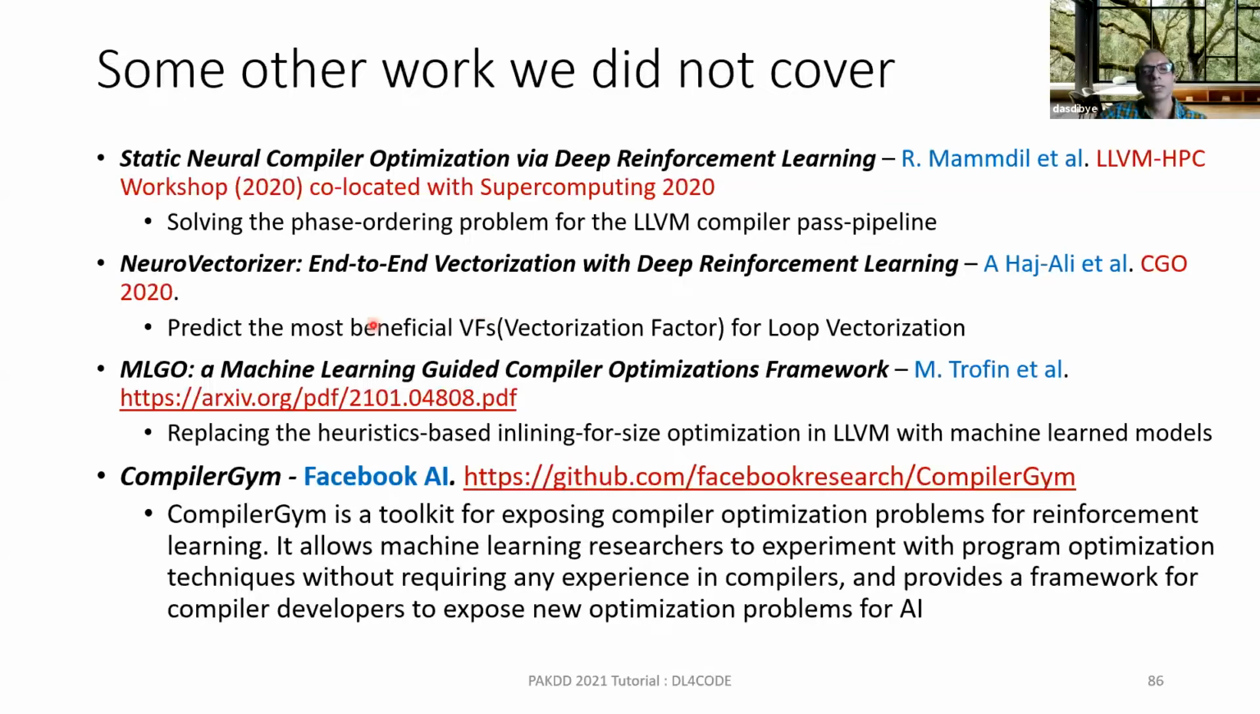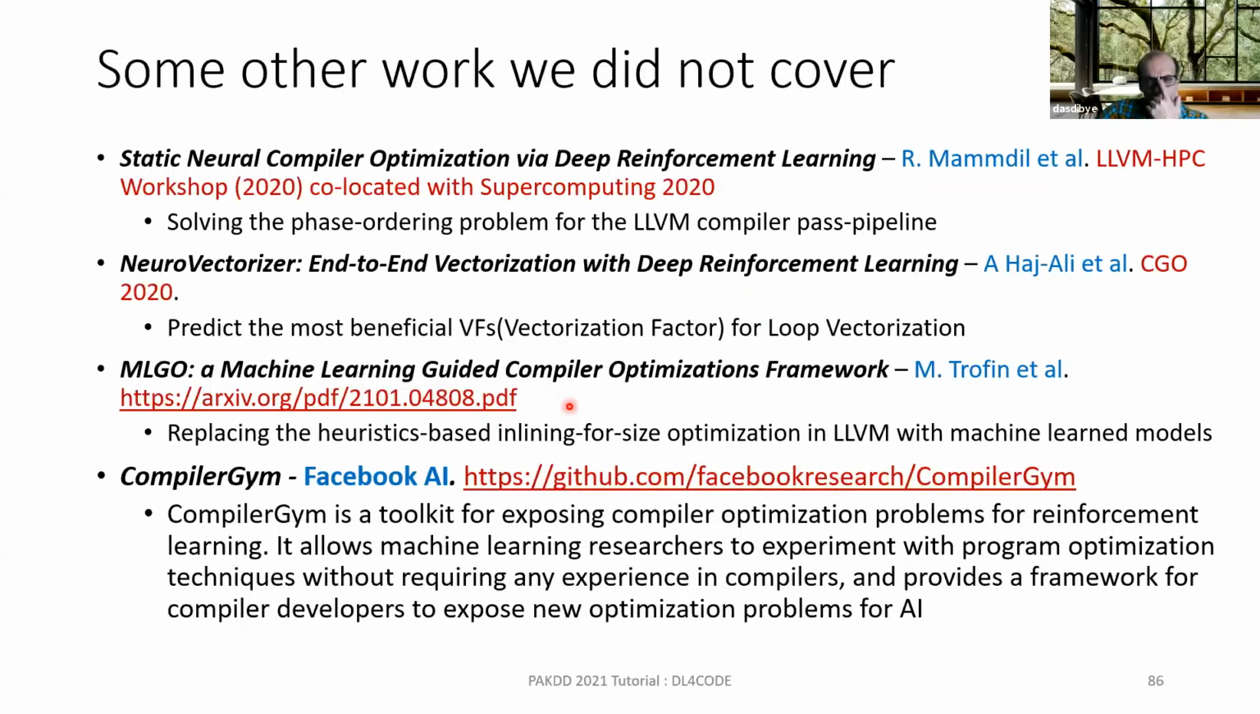And a similar work, like the imitation learning, is once again end-to-end vectorization with deep reinforcement learning, mainly for loop vectorization. But this really is slightly different in the sense that it tries to predict the most beneficial vectorization factor. When I say vectorization factor, it means: should I vectorize 2 elements? Should I vectorize 4 elements? Should I vectorize 8 elements? Provided that your hardware allows all these options.